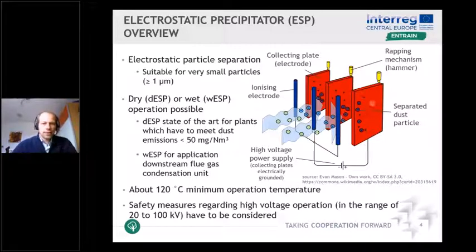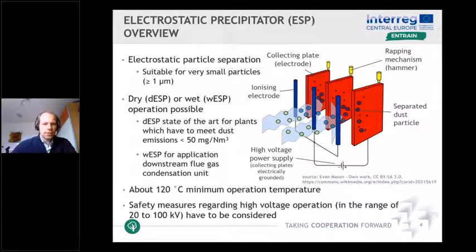And there are two possible operation modes. One is a dry operation, which is state-of-the-art for plants which have to meet dust emissions below about 50 milligrams per normal cubic meter. Another option is the operation with wet flue gas for applications downstream of flue gas condensation units. But these are rarely installed in plants in practice.